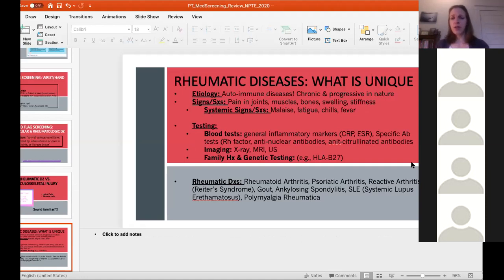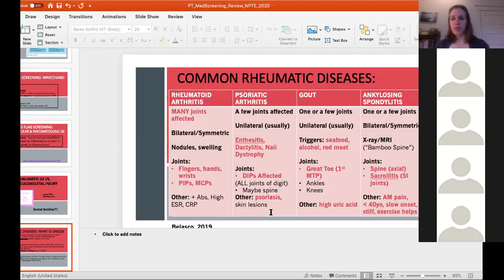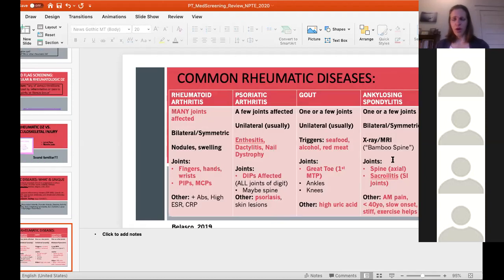So there are some blood tests and family history genetic testing that can be suggestive of some of these rheumatic diseases. So the anti-nuclear antibodies, anti-citrulline antibodies, are things that will show up within an RA workup. Down at the bottom, these are the different rheumatic disease diagnoses. And then what I've done is I've created a little bit of a table here to try to dial in what are some signs and symptoms that are indicative of these specific diseases that may clue you in.